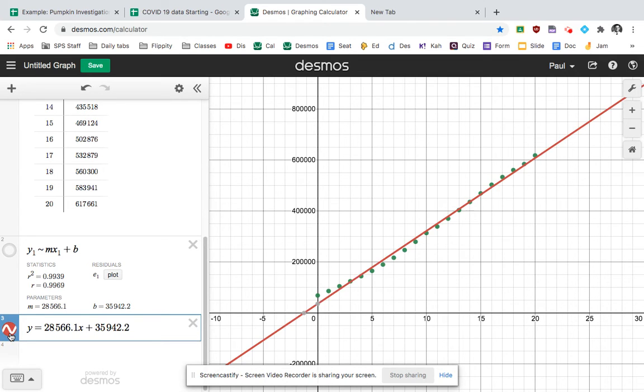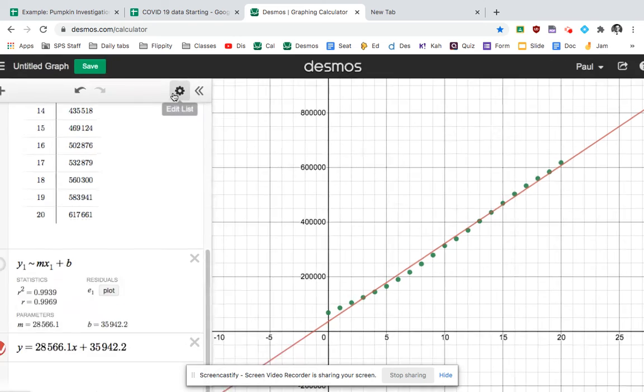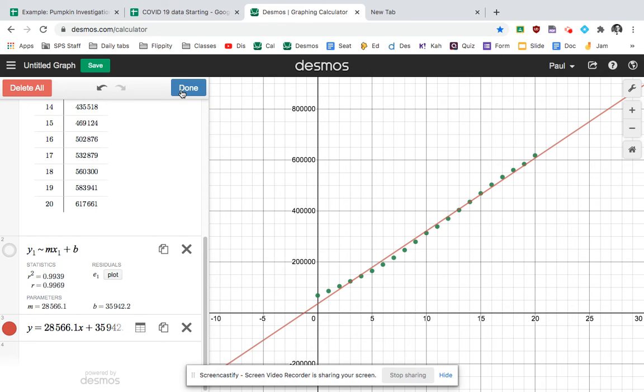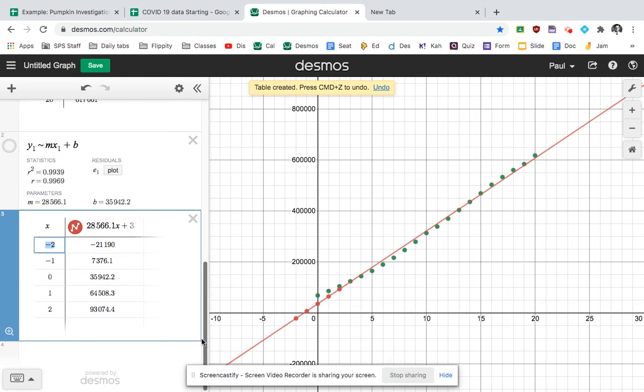So then he did something cool here. I don't have that option. On his video, he was able to edit list. Yeah, that's pretty cool. If you press edit list, I'll do it again. You go up here to the little wheel, and you press edit list, and then you press table. Look at that, right? It'll give you a table.